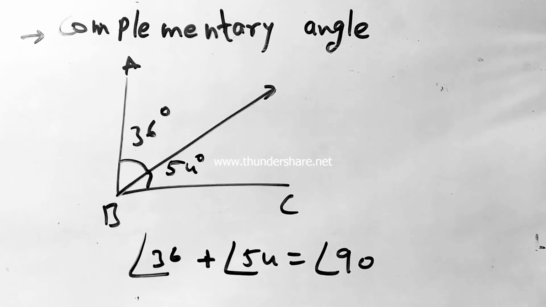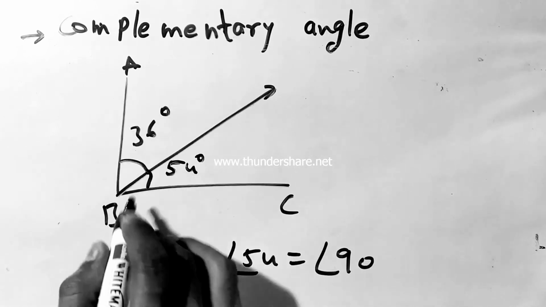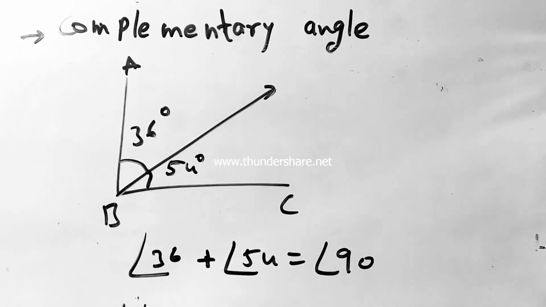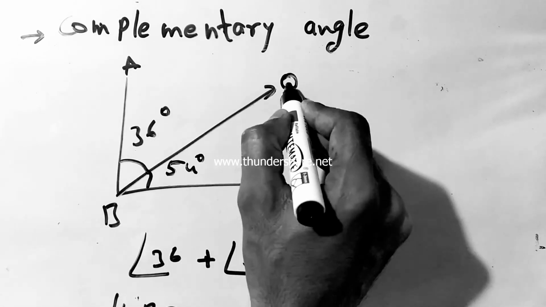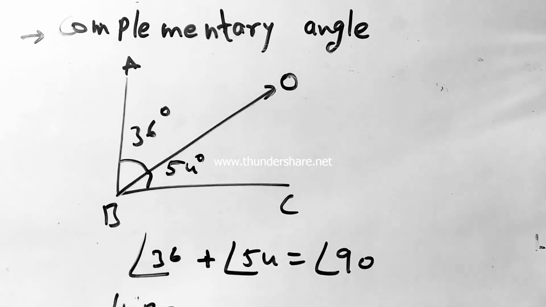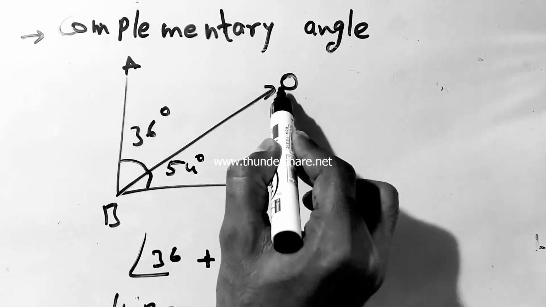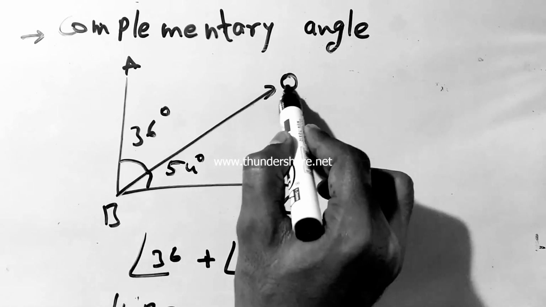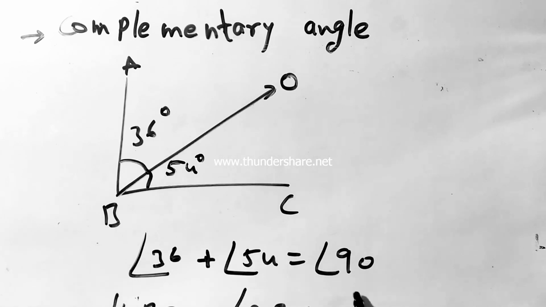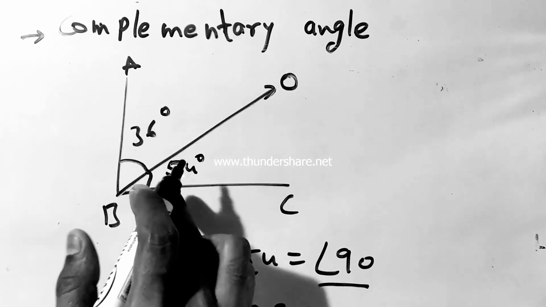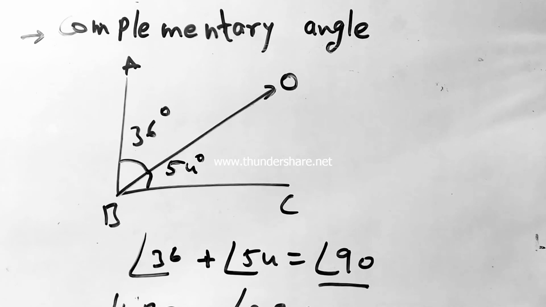Let's do it: ABO and OBC. ABO makes a 36 degree angle and OBC makes a 54 degree angle. This combination of two angles makes 90. Then the angles are said to be complementary angles; a sum equal to 90 degrees is called complementary angles.